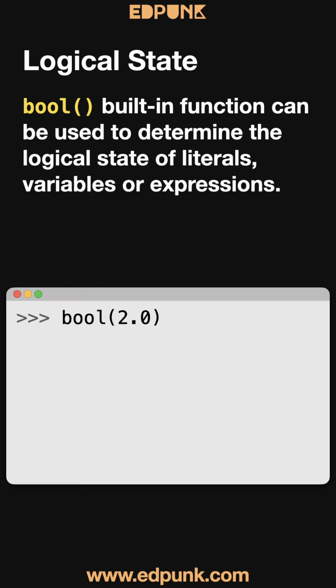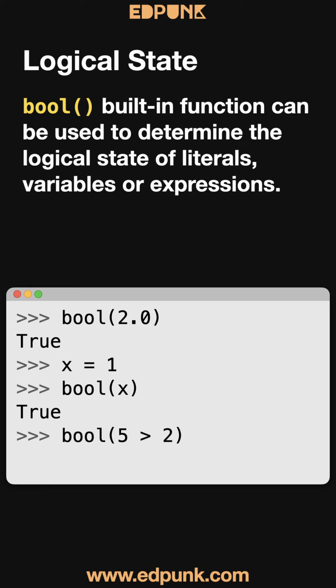For example, the logical state of a literal 2.0 can be obtained by executing bool of 2.0, which returns true, as any numerical value other than 0 has its logical state as true. Now, let us initialize a variable x with value 1. On executing bool of x to determine the logical state of x, the value returned is true. We can also check the logical state of an expression such as 5 greater than 2, which evaluates to true.